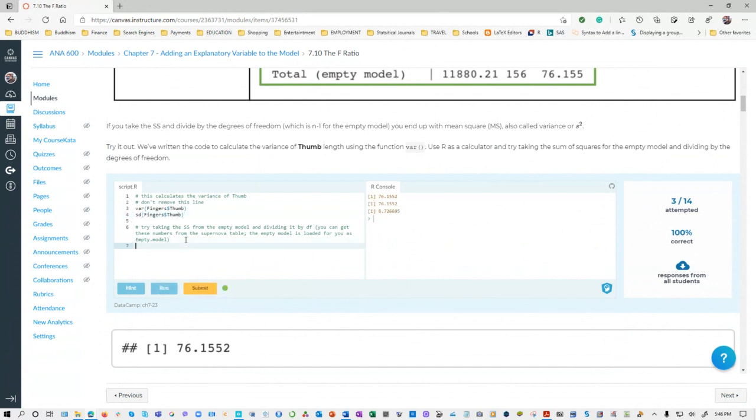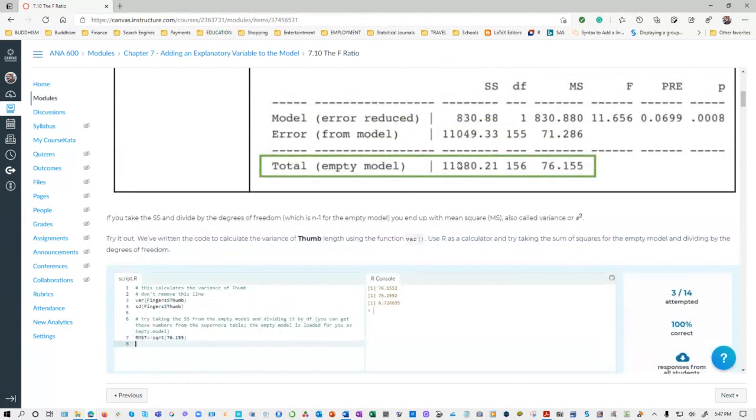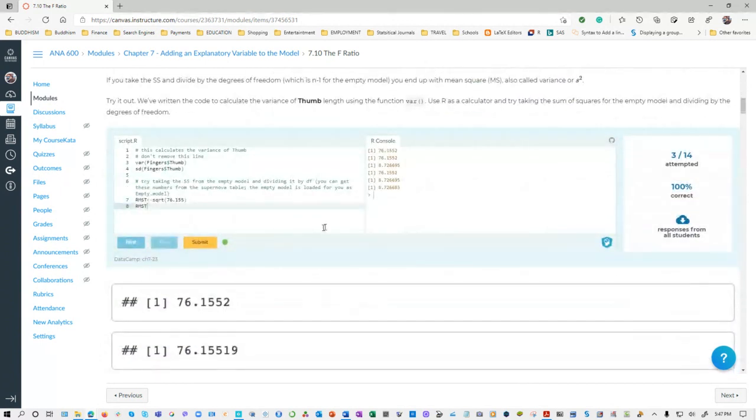I'm going to get the standard deviation not from the RMSE. I'm going to go to the total sum of squares. SST is nothing but root mean square total. Root mean square total is the square root of your total, 76.155. So our root mean square total will give you the same answer. This is very interesting.